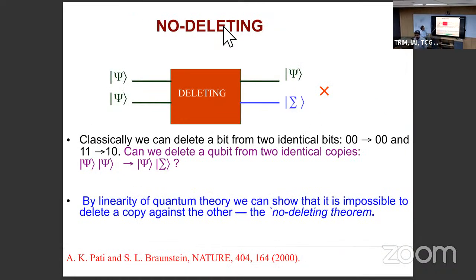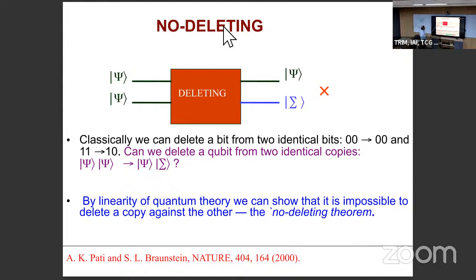Okay. So let me come to the no-deletion theorem. Essentially, what you want to do here is design a machine where we would like to have two inputs, and this machine should keep one qubit and delete one copy. Okay. So if you can transform psi psi to psi sigma, then we will say yes, we are able to design it.